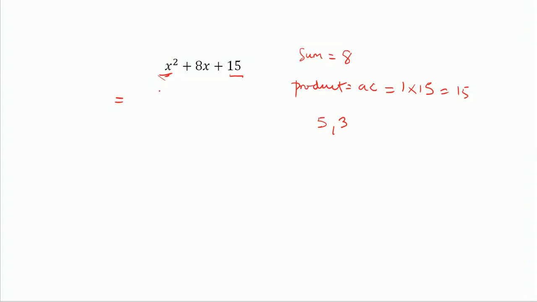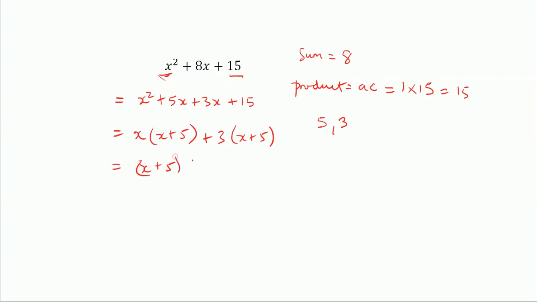So we replace the middle term, or the term in x. So it will be x squared plus 5x plus 3x plus 15. Factorizing by grouping now, you can pull out x, and this will be x plus 5, plus 3 times x plus 5. The common factor here is x plus 5, so we start off by writing x plus 5 times x plus 3, right?